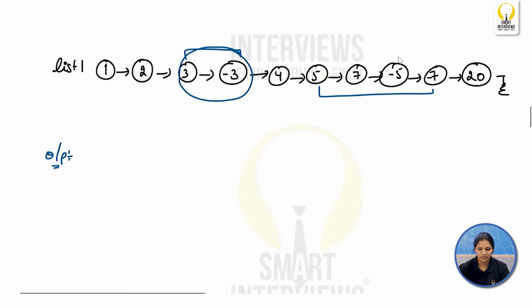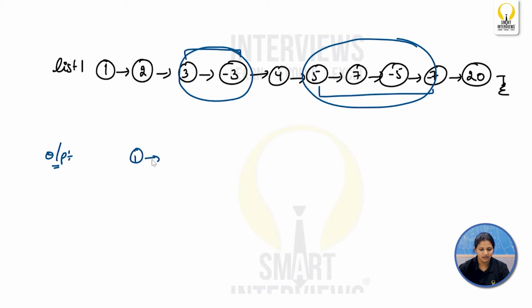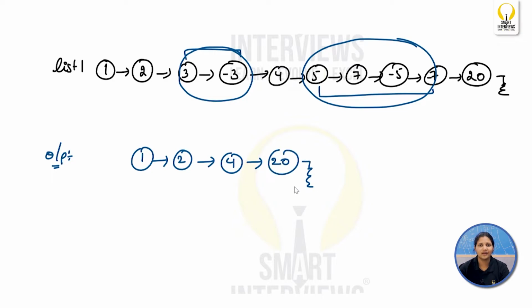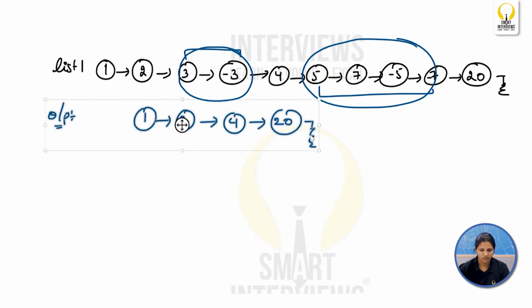Alright. If I remove this part as well, I'll be left with 1, 2, 4 and 20. Now, can I call this my final output? Absolutely, you can call it as a final output because this will not contain any sequence which will sum up to 0. Right. Now, let us see how to solve this question. Let's move this to the top over here.